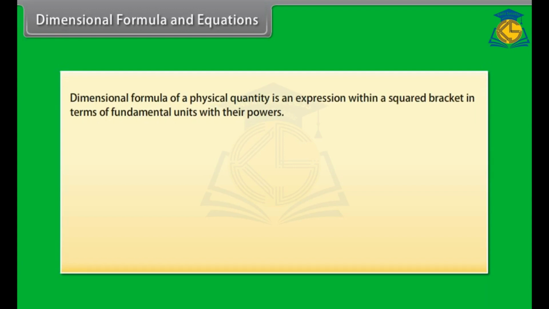Dimensional formula and equations. Dimensional formula of a physical quantity is an expression within a squared bracket in terms of fundamental units with their powers. Let us take an example. Dimensional formula of velocity is equal to [M^0 L T^-1].